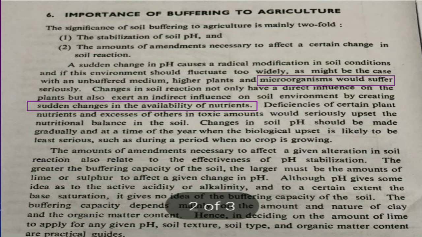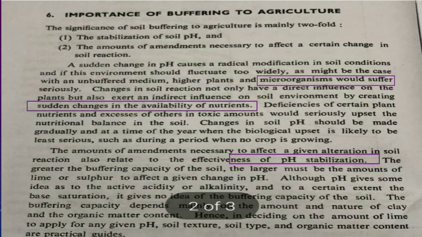The amount of amendment necessary to affect a given alteration in soil reaction also relates to the effectiveness of pH stabilization. So what does buffering do? Buffering does soil pH stabilization. The greater the buffering capacity of the soil, the larger must be the amount of lime and sulfur to affect a given change in pH.